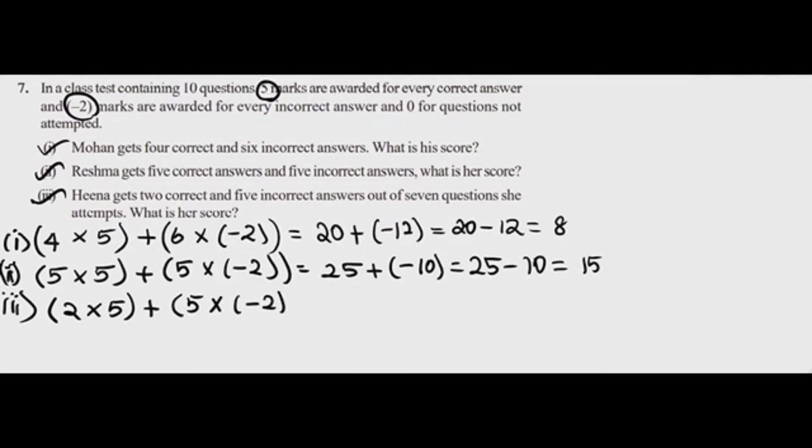And she didn't attempt the remaining questions, right? So out of 10 she attempted only 7. So we can solve this now. 2 5s are nothing but 10, plus 5 2s are -10. So see here, I am solving this. 10 minus 10, I get my answer as 0. So Hina's mark is 0.